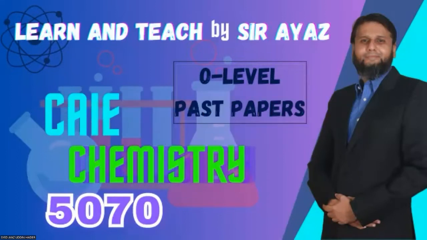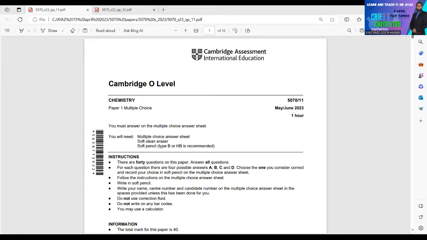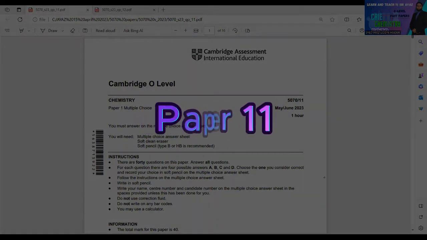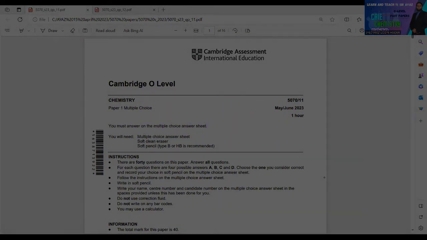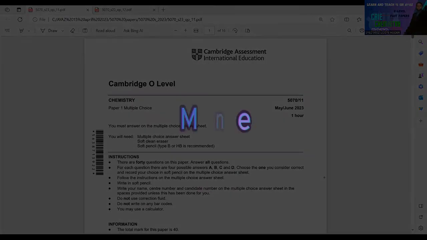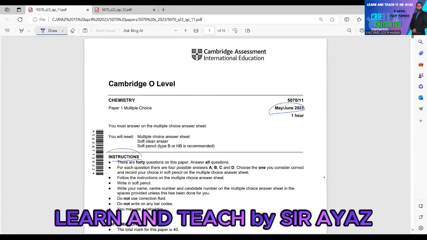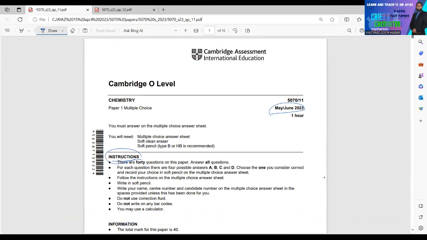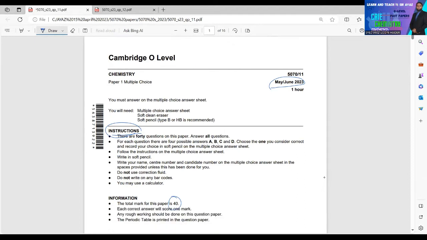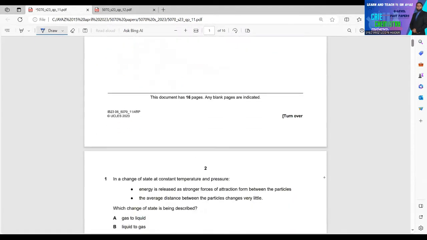So in this video lesson, I'm going to solve paper 11 for 5070, and the year is May-June 2023. I'm not going to read the instructions as you all are aware of the instructions of this paper. Total marks for this paper is 40. So let's begin the paper. Here's the first question.